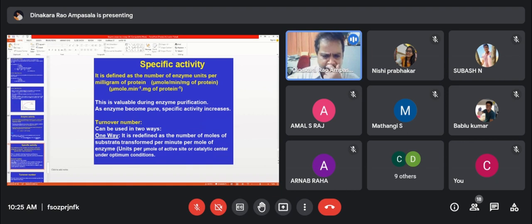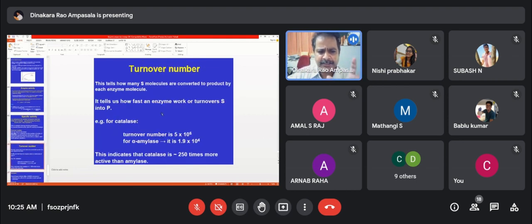Turnover number can be used in two ways. One way is defined as the number of moles of substrate transformed per minute per mole of enzyme, or per mole of active site or catalytic center, under optimum conditions. The turnover number tells how many substrate molecules are converted into product by each enzyme molecule. It tells us how fast the enzyme works.